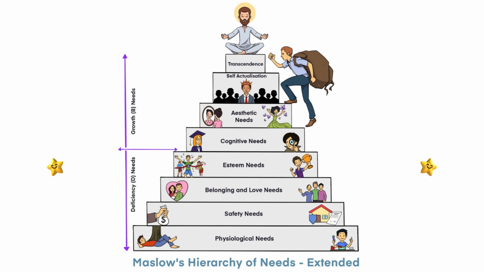Here we are, looking upward from the base of the pyramid to its top. The five needs identified by Maslow are physiological needs, safety, love and belongingness, self-esteem, and self-actualization.